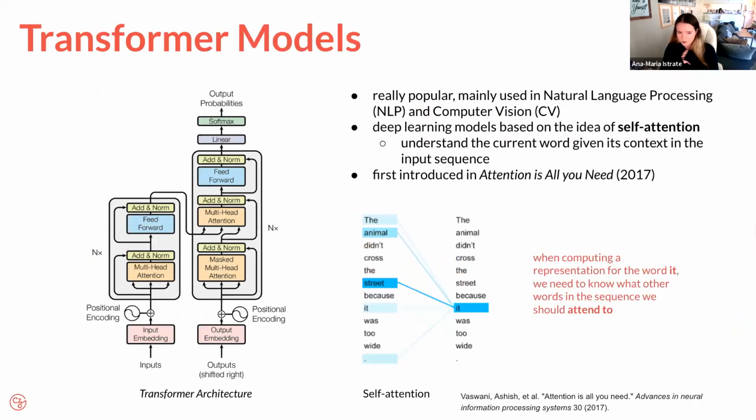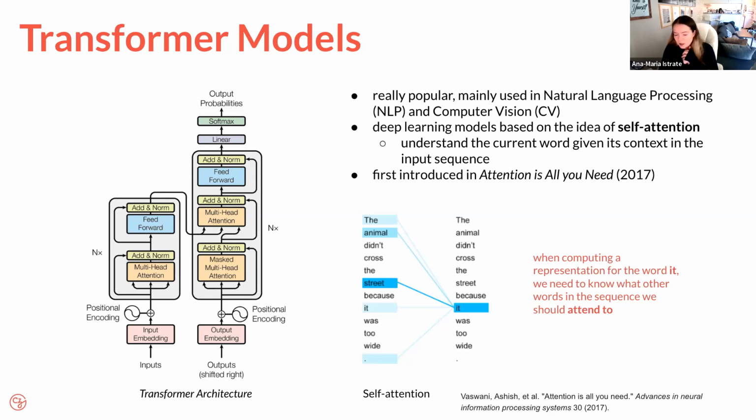So I want to start very broadly and talk about transformer models and how we landed on the models we're using currently. Maybe most of you here are already familiar with this. If so, I apologize. But transformer models have become really popular, mainly used in natural language processing, also computer vision. At the very core, they are deep learning models based on the idea of self-attention. The main idea here is that you want to understand the current word given its context in the input sequence. They were first introduced in 2017 in the paper, Attention is All You Need.